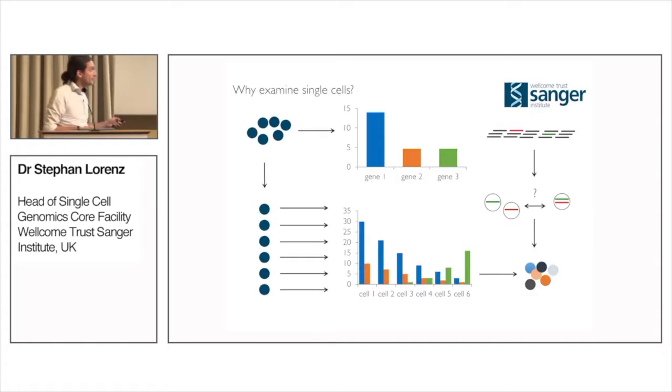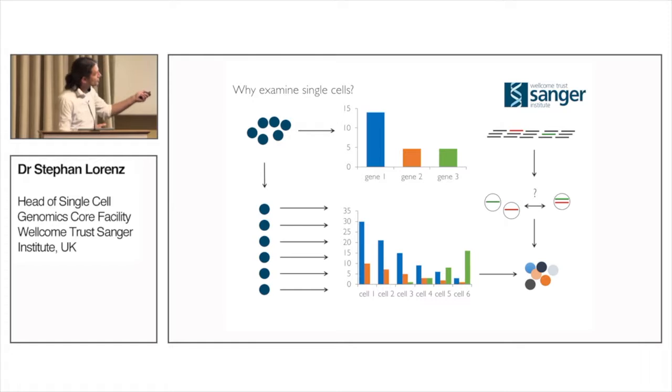But at the beginning, let's remind ourselves why it is worth examining single cells and not just doing bulk sequencing or bulk analysis like we used to do before. Well, let's say you have a population of cells, isolate them, isolate RNA, and do some gene expression analysis. You end up getting some numbers for your genes, 1, 2, and 3, expressed in those cells.